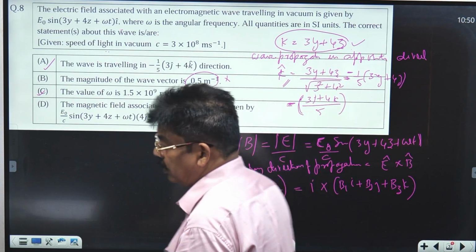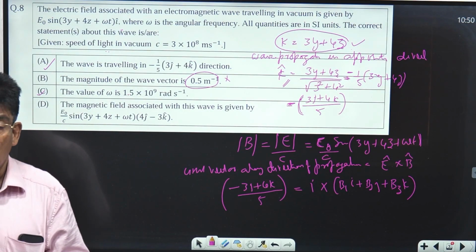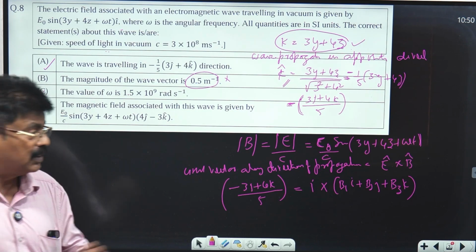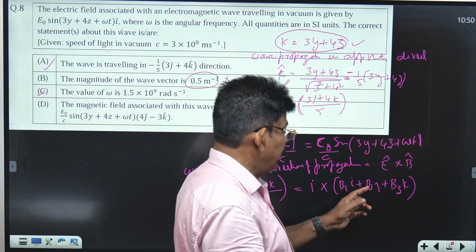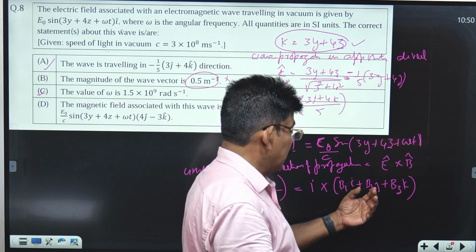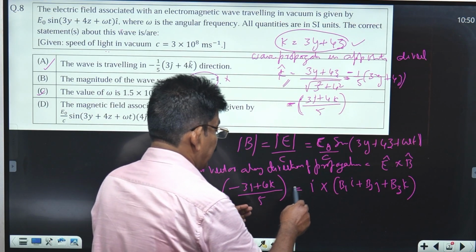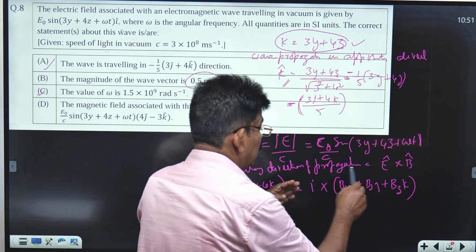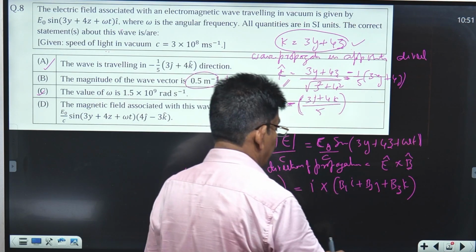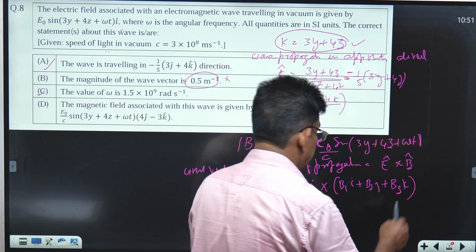Now I should get the direction. The direction we indicate by a unit vector along that direction. So we calculate the unit vector along the direction of the magnetic field as b1i plus b2j plus b3k. We know the unit vector along the direction of propagation is equal to the unit vector along the electric field cross the unit vector along the magnetic field, because they are mutually perpendicular. We know that. So for i cross (b1i plus b2j plus b3k).